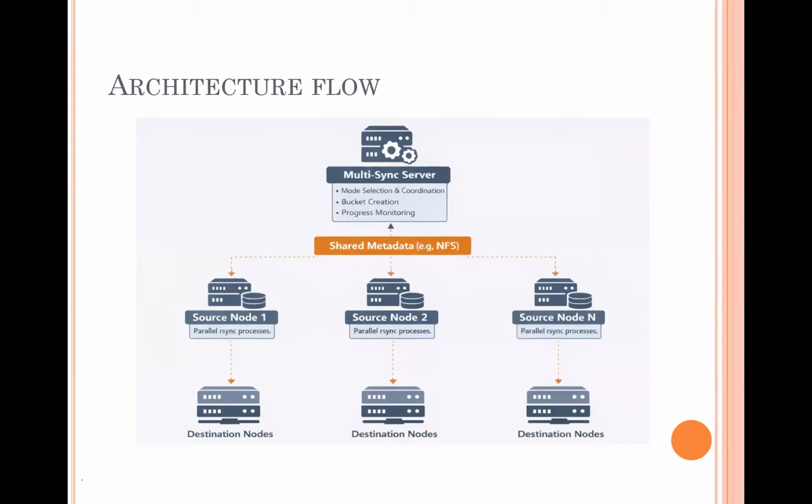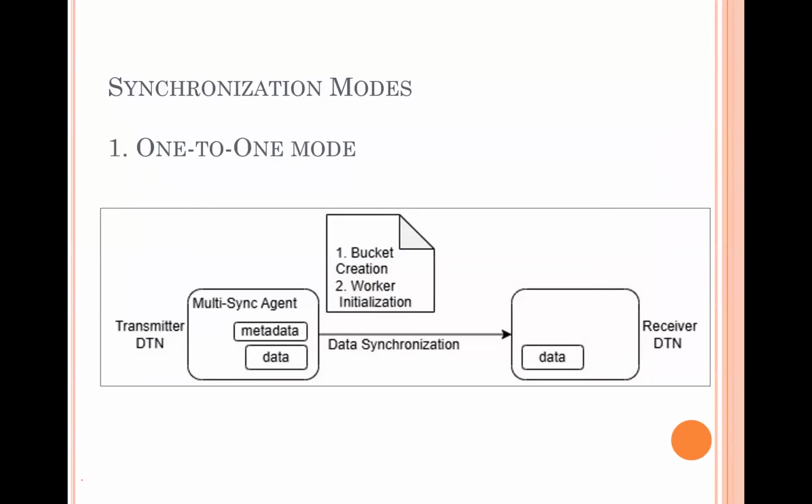After that, multiple parallel rsync processes are launched, where each process handles a specific bucket of files. This structured flow enables controlled, parallel, and distributed synchronization across configured systems. Now let's see each mode one by one.